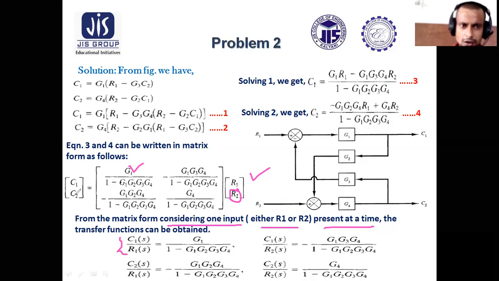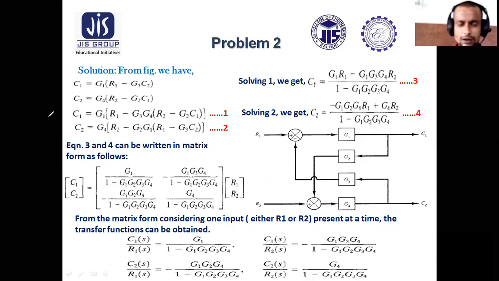Similarly, C2 by R1 will be this term. Now, while finding C1 by R2, that means while considering R2, the R1 term will be considered as 0. So C1 by R2 will be this, and C2 by R2 will be this. So that is how you can get the overall transfer function for a multi-input, multi-output system as well.